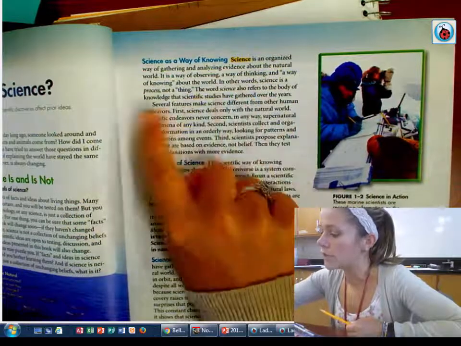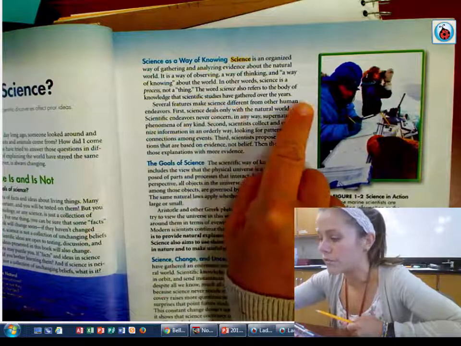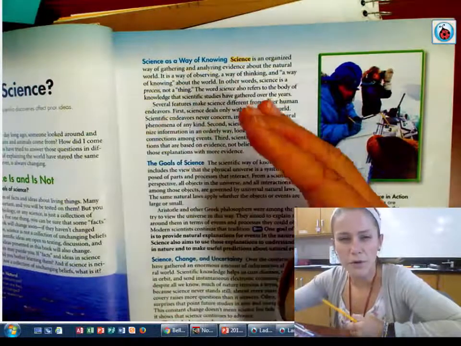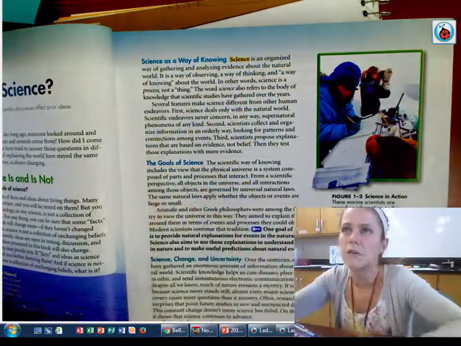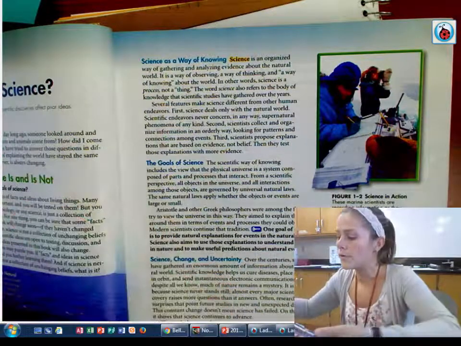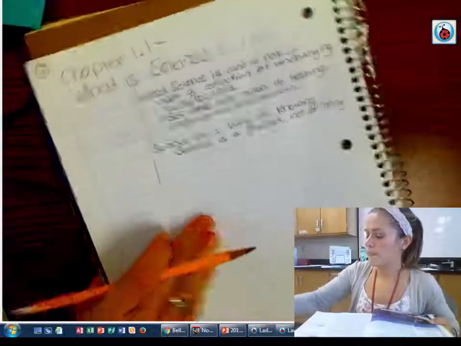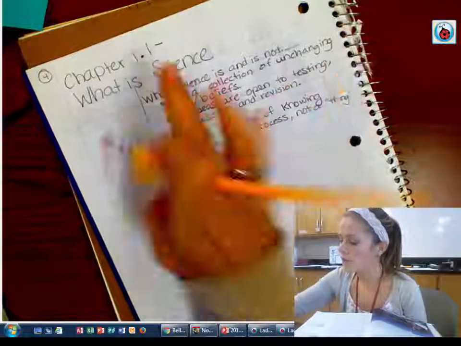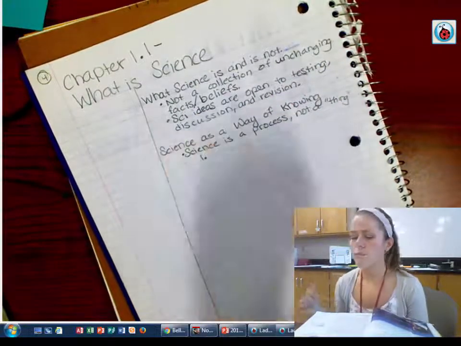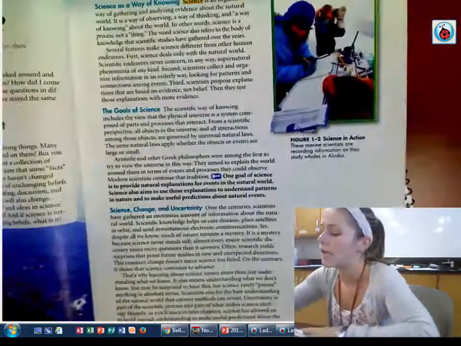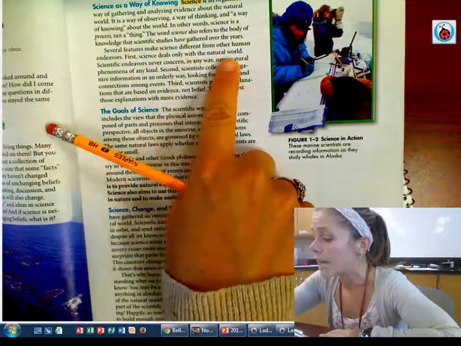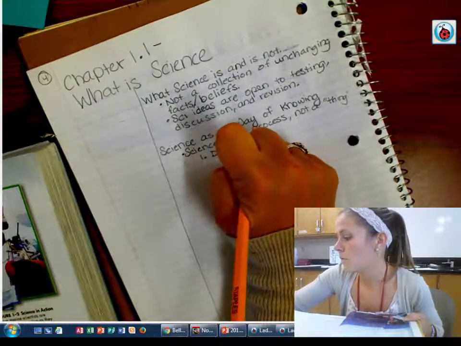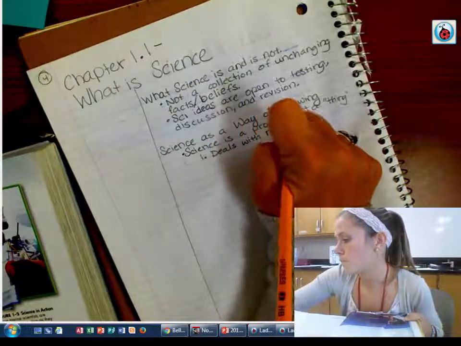The word science also refers to the body of knowledge that scientific studies have gathered over years. So several features make science different from other human endeavors. First, it went through when we were reading before 3 different things that make it different than other kinds of studies. So why don't we write down how science differs, and they talked about it here. I'm going to indent and put a 1 so that I number what they tell me here. So first, science deals with the natural world, only the natural world. So deals with natural world.